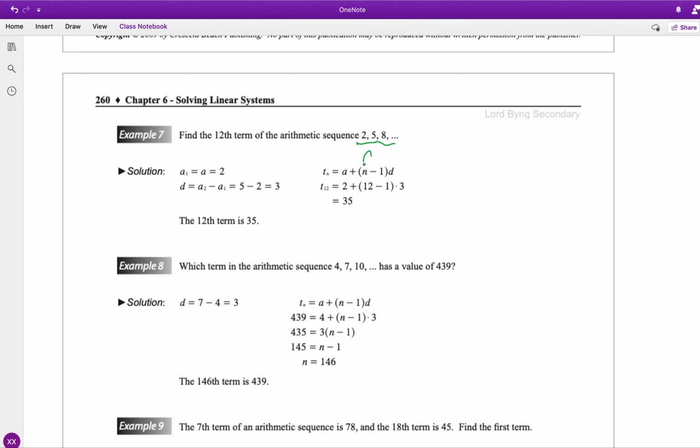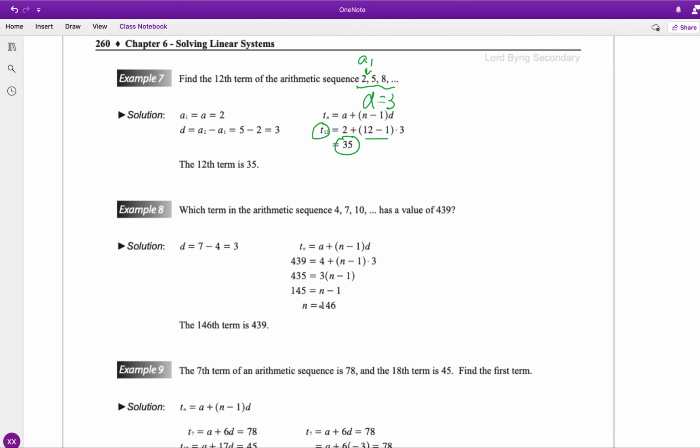We know the common difference is 3, and then we know A1 is 2, and you basically just plug the numbers in. So if it says A12, that means the first term plus 12 subtract 1 multiplied by the common difference, and that gives 35.